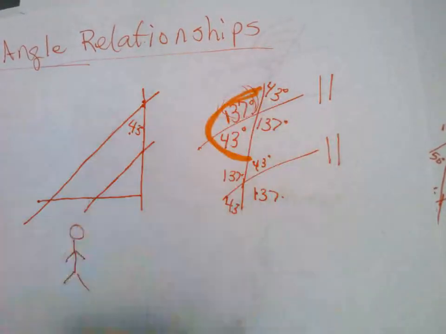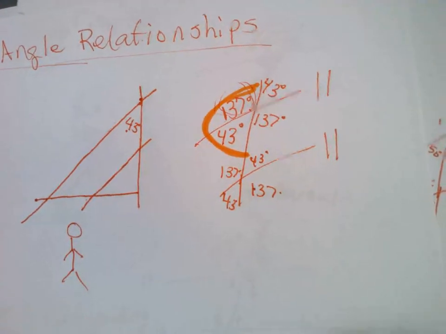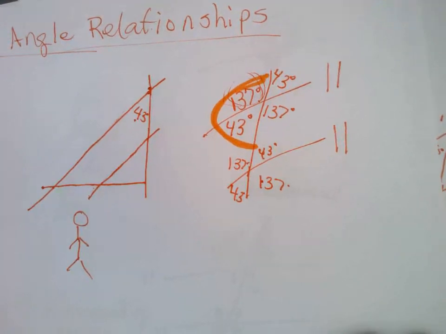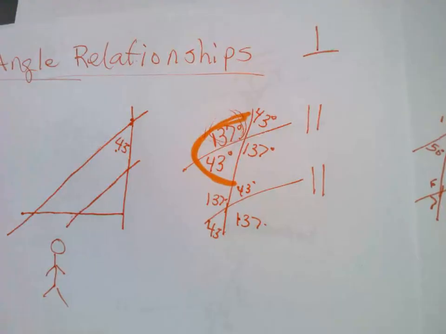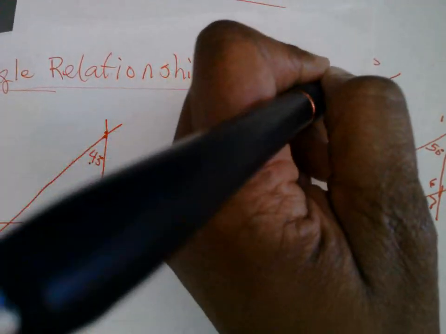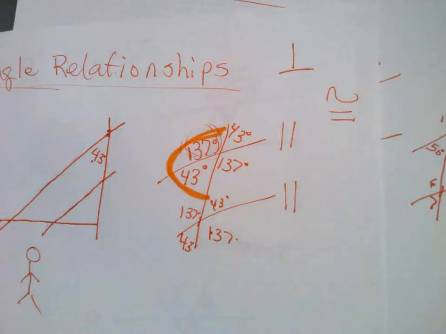Parallel. That's the symbol for parallel. Perpendicular is an upside down T. Congruent is a squiggly line with an equal sign under it.